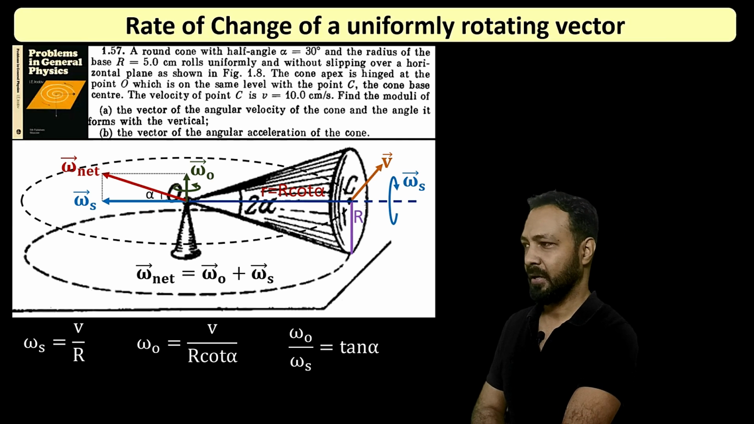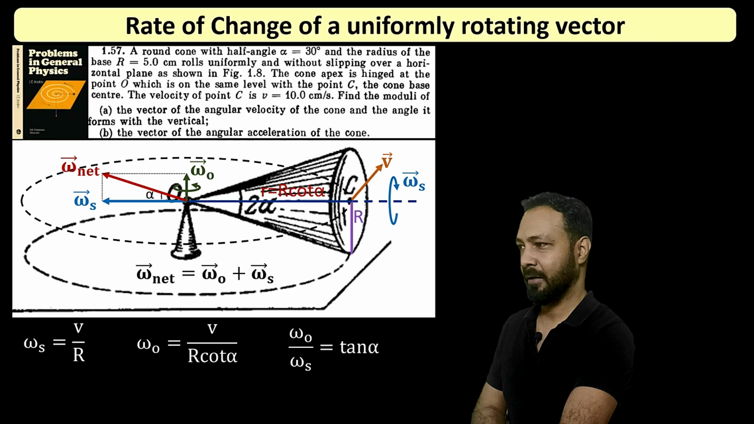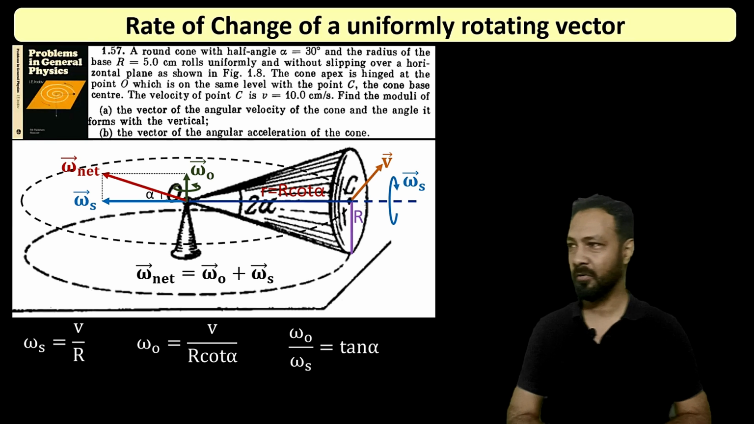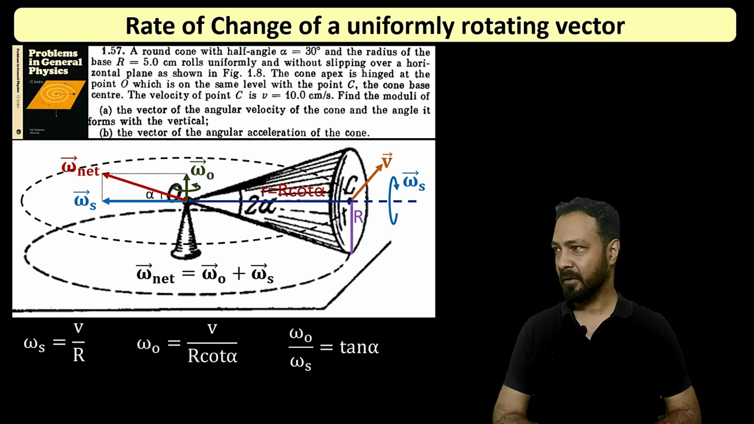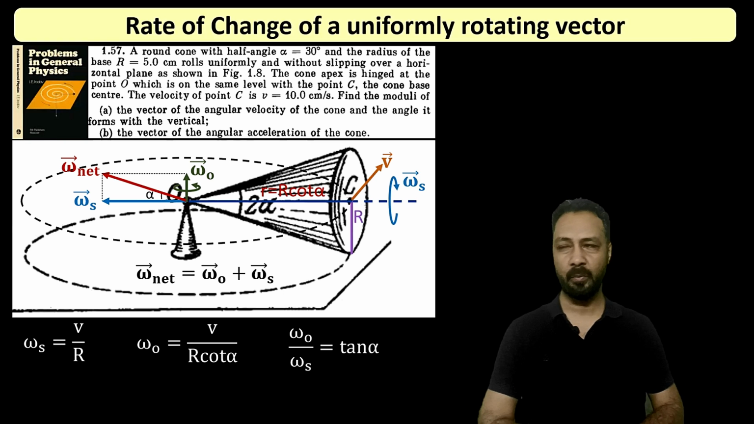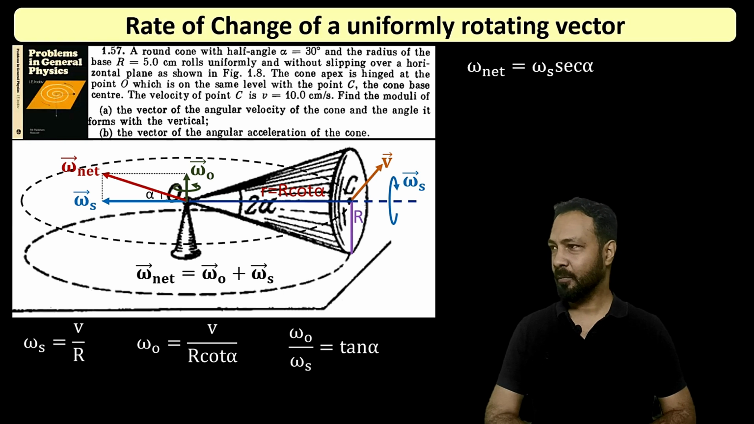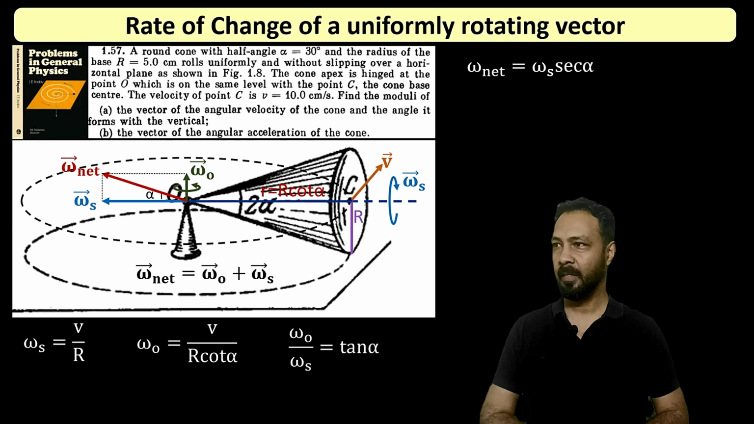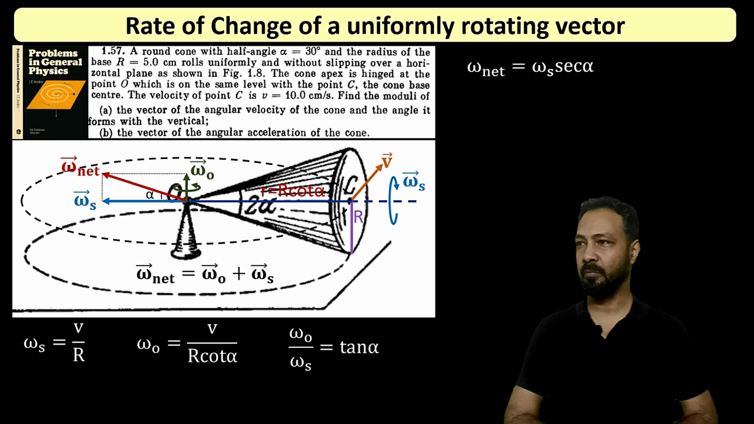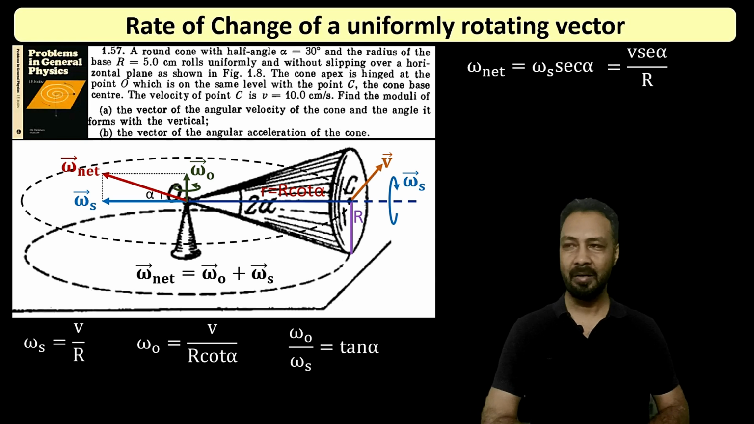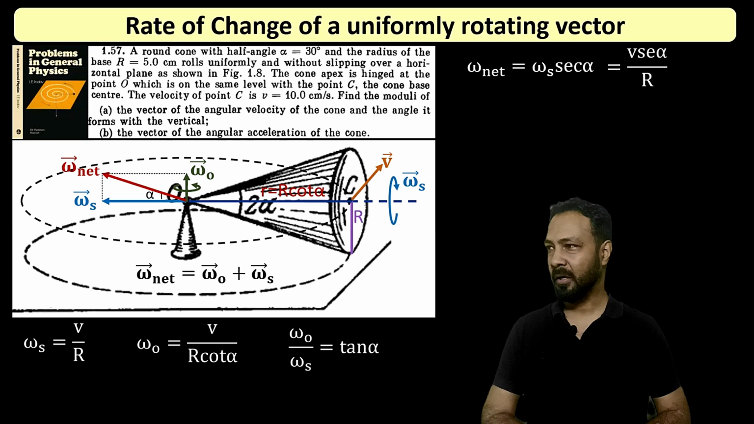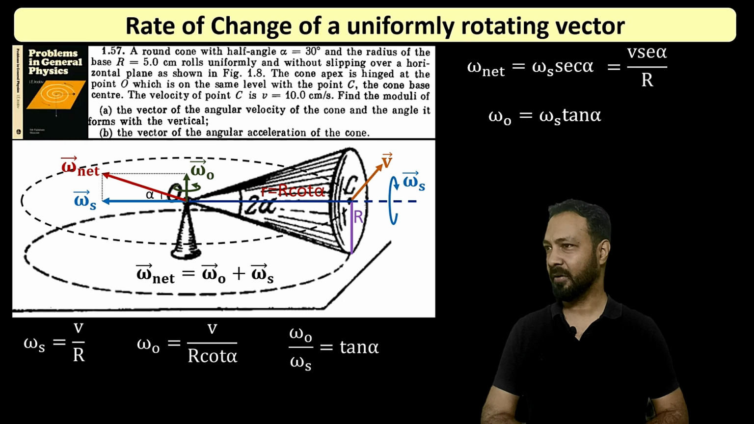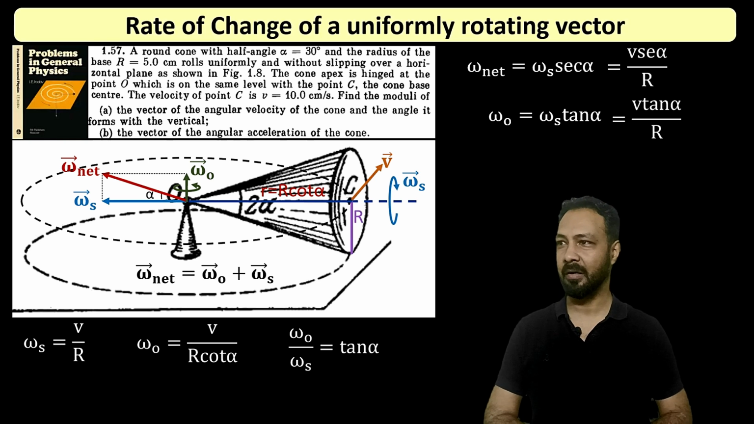Now, that I could get directly without calculation. Only one calculation was required, omega S. Then from omega S, I can directly get omega O, and from omega O, I can get omega net. So from the diagram, you can say omega net is equal to omega S sec theta, and omega S is equal to V by R. So this is V sec alpha by R. And omega O, from the diagram you can see, is omega S tan alpha, and putting in the value of omega S, V by R, that is V by R tan alpha.